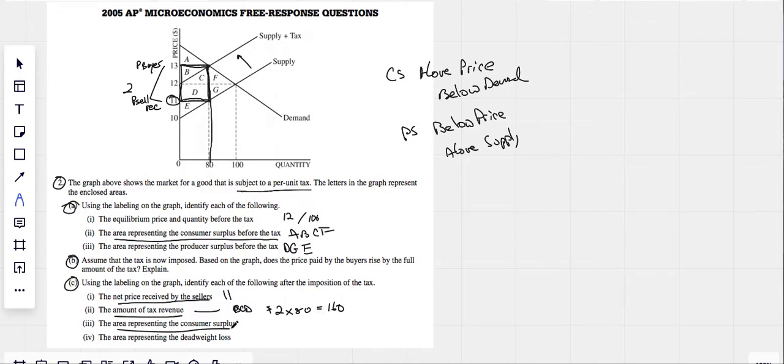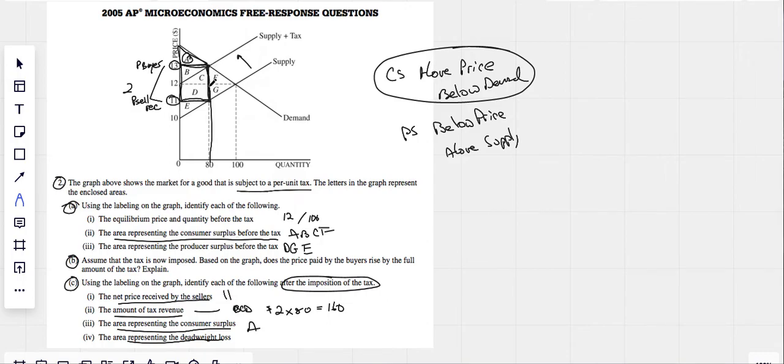The area representing the new consumer surplus after the tax is just A. Again, everything above the price, that's the new price, right? Everything above the price but below the demand curve. So our new consumer surplus is A, and the area representing the deadweight loss.